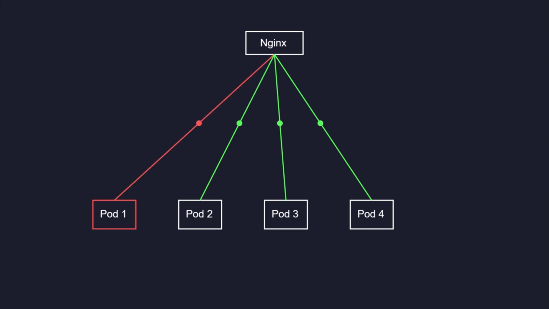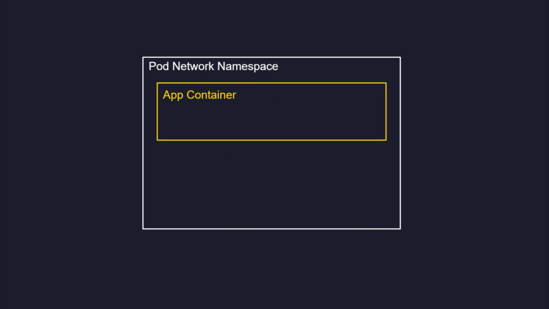During a rolling update, pods are terminated. If a pod stops immediately while Nginx is still routing traffic to it, 502 errors occur. Implement a pre-stop hook with a short sleep command to allow time for the service endpoints to update globally.